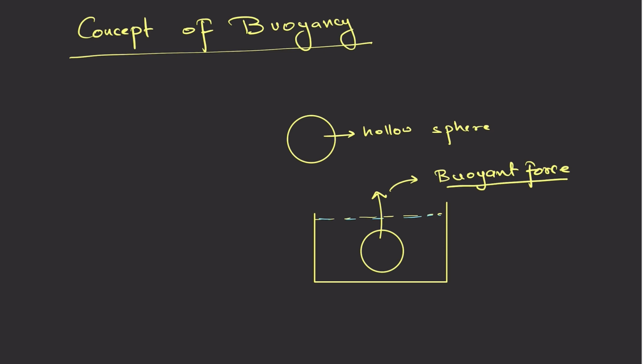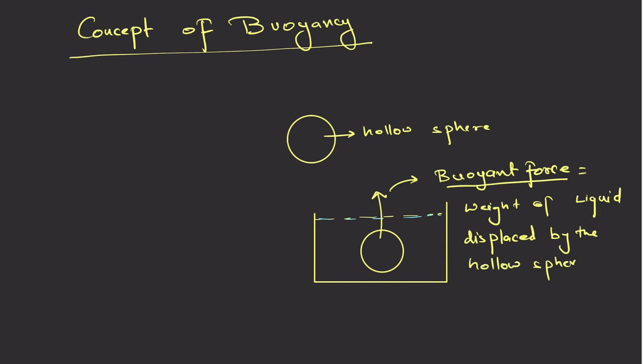This buoyant force is equal to the weight of the liquid displaced by the hollow sphere. So I can say that the liquid displaced will be of this much volume that I have shaded.